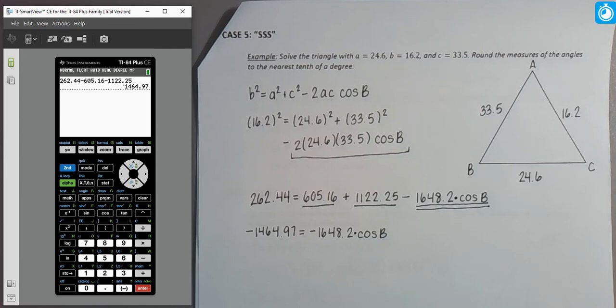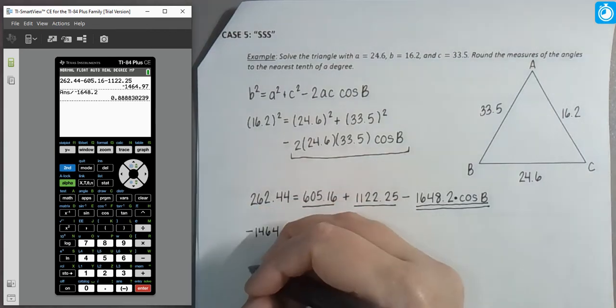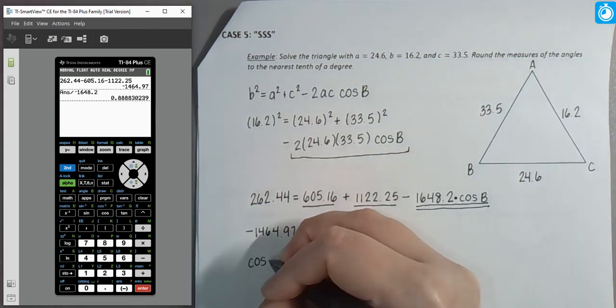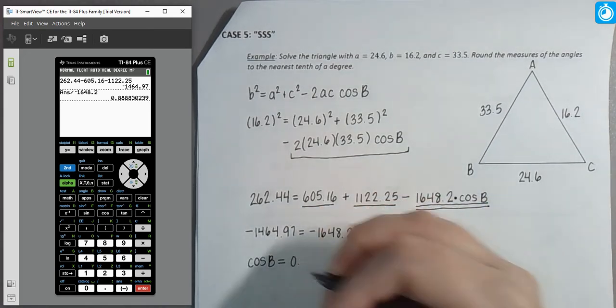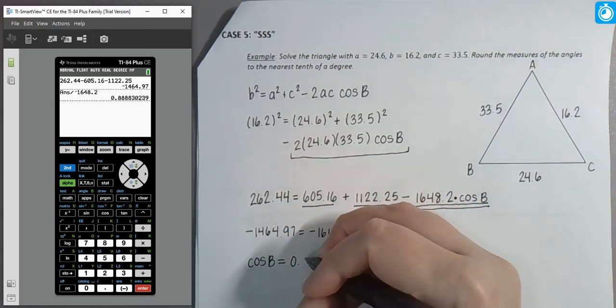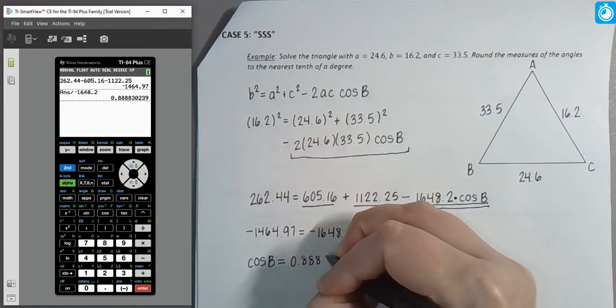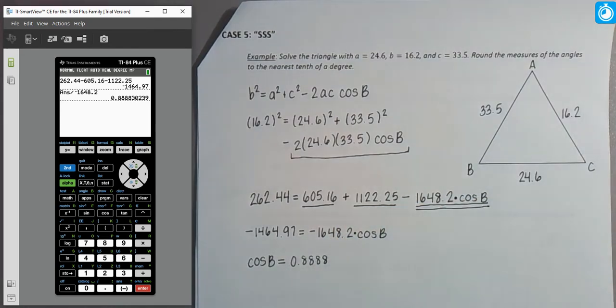So I still have the other side in the calculator. I'm going to divide that by negative 1,648.2, and that's now going to give me the value for cosine of b. So once that's divided out, I now have the cosine isolated. So cosine of b is equal to all of that. So 0.8888 plus some. And again, we write down approximations, but we keep the running total in the calculator.